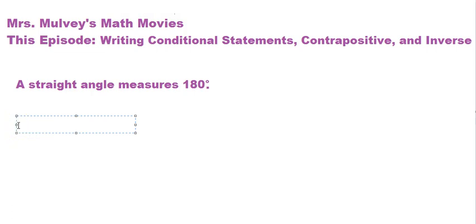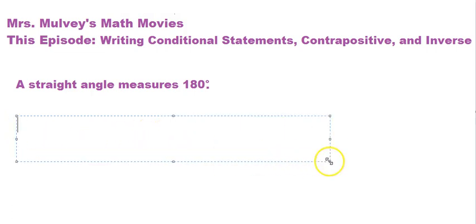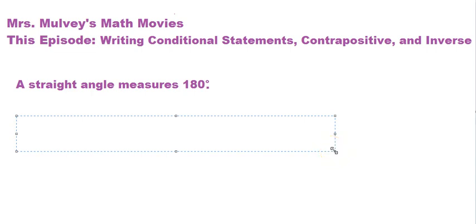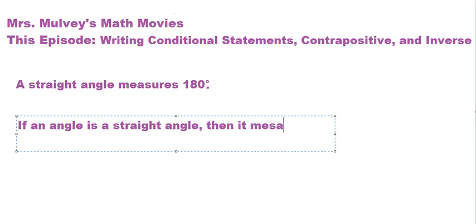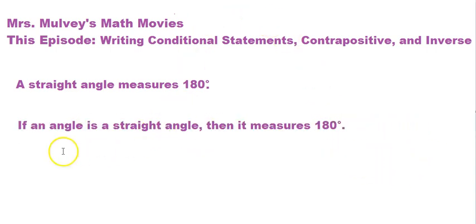And so I'm going to start with my if part, the hypothesis. Instead of saying a straight angle, I'm going to say if an angle is a straight angle. Now I'll have the conclusion. I type the then, and I write then it measures 180 degrees. So it's simply taking the words and putting it in the if-then form, giving it a hypothesis and a conclusion.